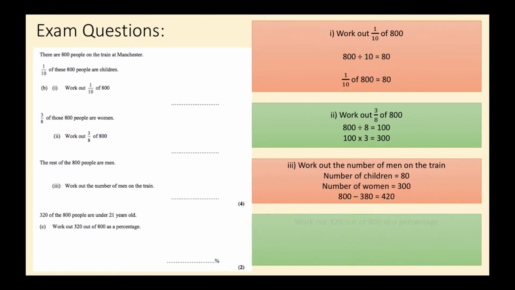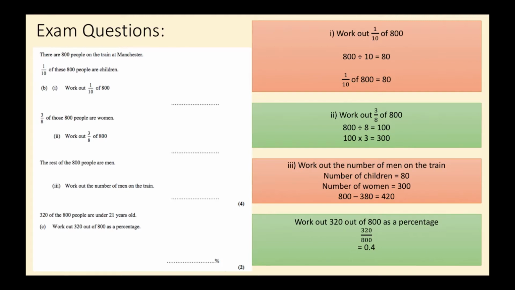So what we're going to do is work out 320 out of 800 as a percentage. And all we need to do is write that as a fraction, like this. 320 out of 800. Now we need to cancel that down. Oh, no we don't, sorry, it's as a percentage, so we don't even need to cancel it down.